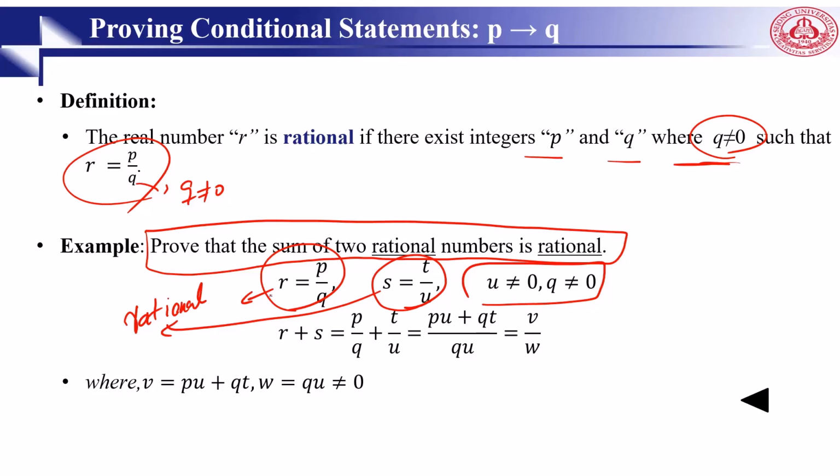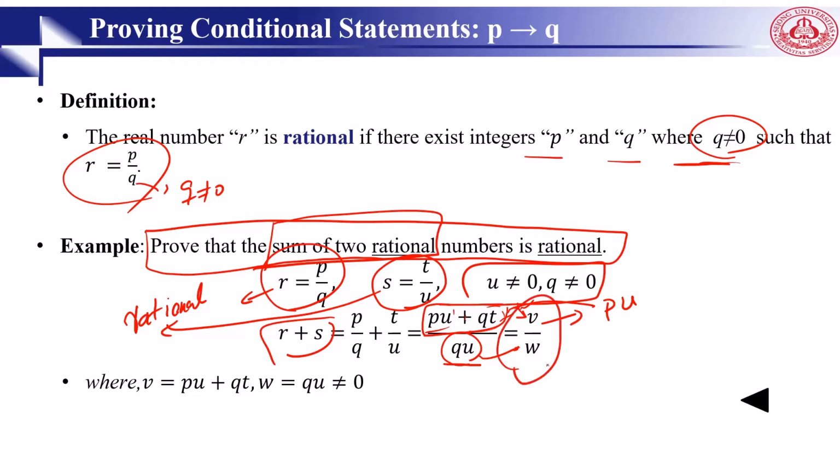So r plus s, the sum, equals p by q plus t by u. As we know from elementary school, we get qu, then pu, and qt. Then finally we come up with what? v divided by w. What is v? pu plus qt is v, right? And qu is w. Just an assumption. So if we consider pu plus qt as v and qu as w, then it is the definition of a rational number. So simply we prove that the sum of two rational numbers is again a rational number. Very easy, and we proved it.